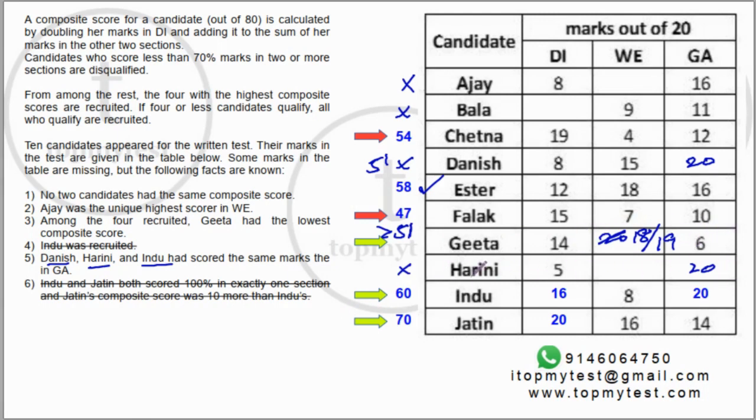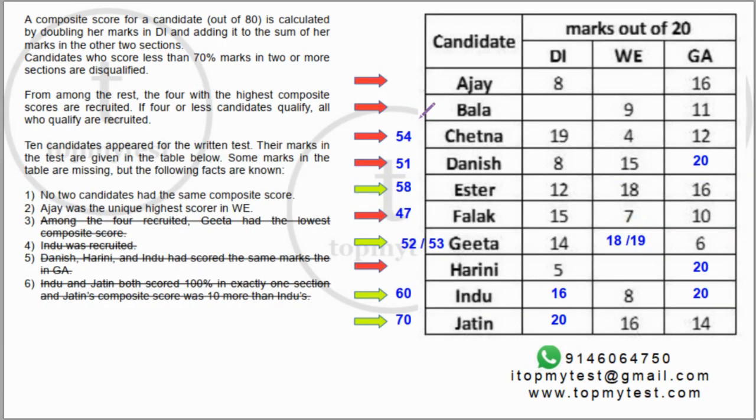Let's look at Harini. Harini is 10 plus 20, 30. So she is gone already. Okay, let's look at Ajay. If she scores 18, he can score a 19 or a 20. So let's look at what Ajay's score can be. 16 plus 16, 32. 32 plus 19 will be either 51 or 52. Right? So this is what we have as of now.